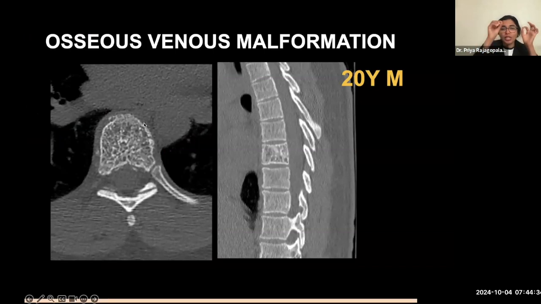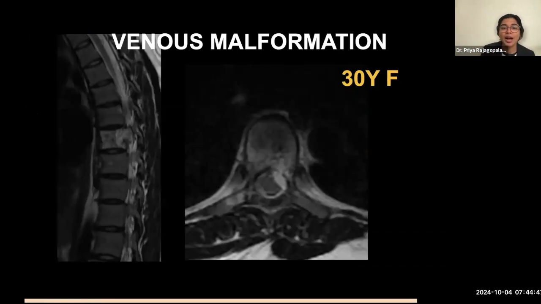That gives that polka dot appearance. And these also can result in pathologic compression fractures. As you can imagine, it's replacing the actual bone, and because of that, it's weakening the bone. You can have pathological fractures. You can have epidural extension, meaning that it's not just confined to the actual bone, but it's starting to grow into the canal. And so now it can result in mass effect on the spinal cord.